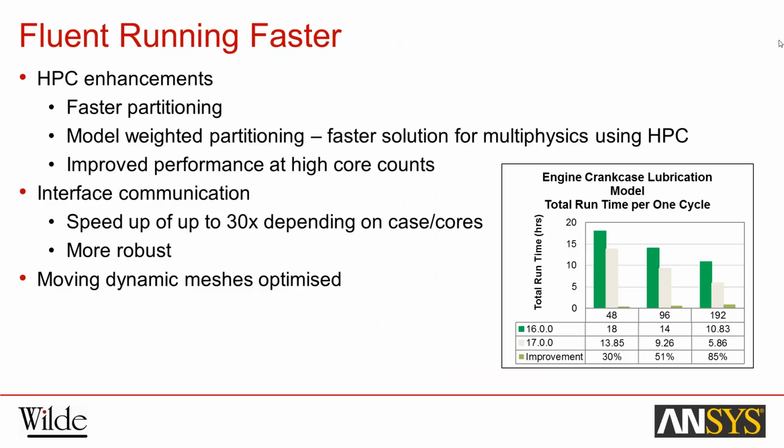FLUENT running faster. There are a number of high-performance computing enhancements, including faster partitioning and model-weighted partitioning. This is a new feature where it looks at the physics that's actually being carried out, especially in different areas of the model, if there's multi-physics, and will partition the solution accordingly. It's not just going to be based on the mesh distribution. This may well lead to some major increases in speed for the right sort of cases.